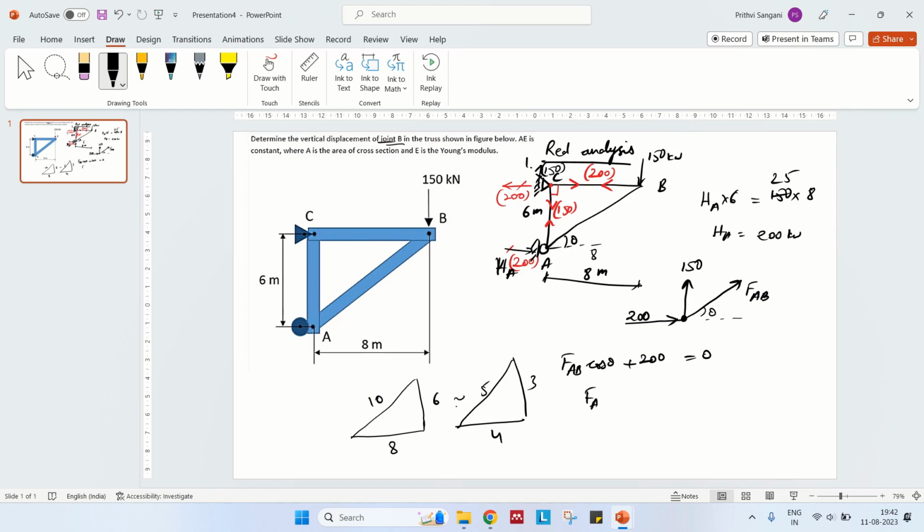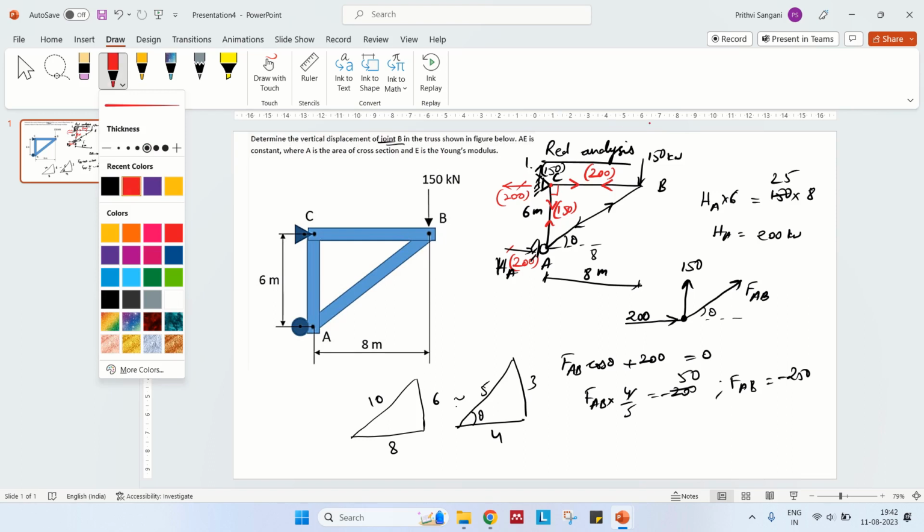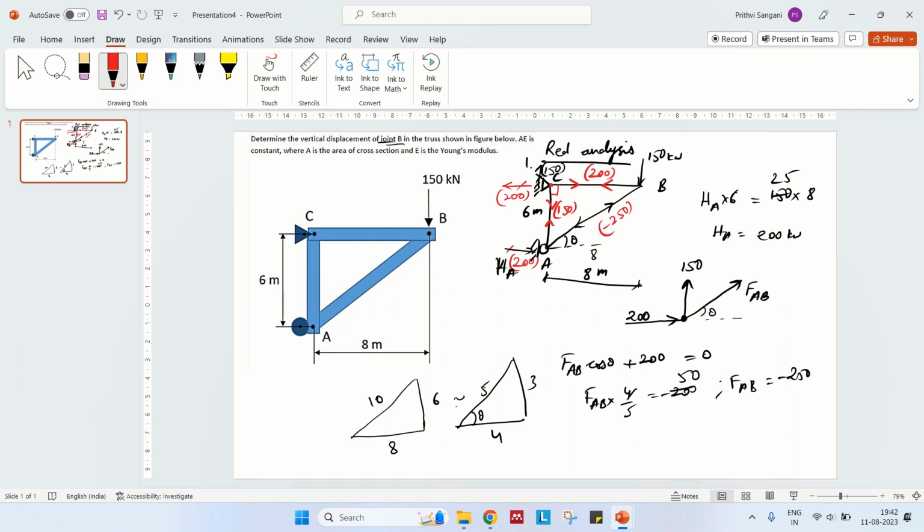So FAB cos theta, and cos theta is 8 by 10, or 4 by 5, minus 200. So FAB is minus 250. Minus means it is going into compression. So real analysis is done. What are the internal forces? CB has tensile forces of 200 kilonewtons, AC has tensile forces of 150 kilonewtons, and AB has compressive forces of 250 kilonewtons.